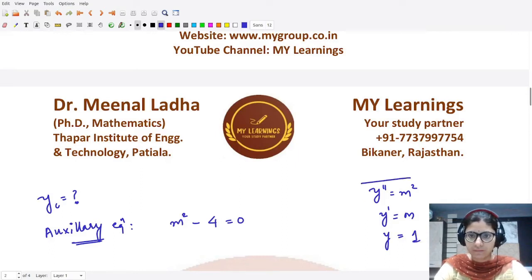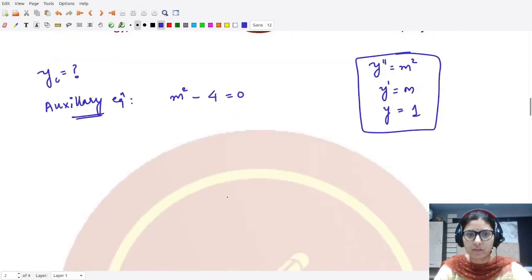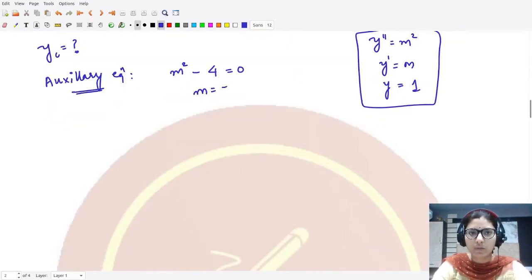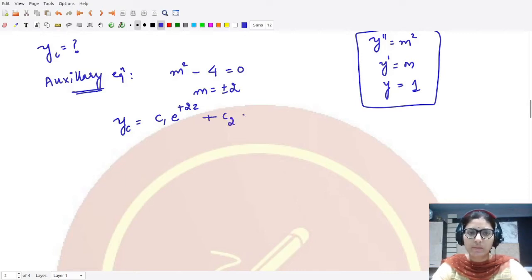Okay, so using this, we have m square minus 4 is equal to 0, so you have m is equal to plus minus 2, right? So you got two values of m, so therefore your y of c, the complementary solution, would be some constant, say c1 times e raised to the power 2z, the independent variable, plus c2 times e to the power of this second root, that is minus 2z. So this is the complementary solution.